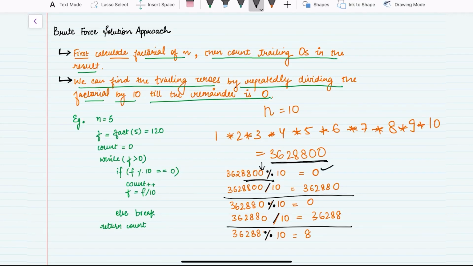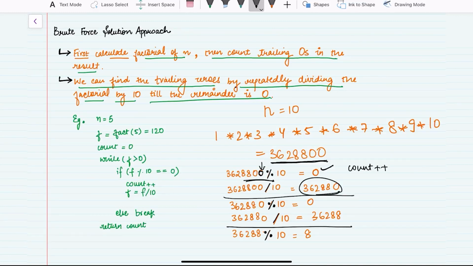Now since this is 0, we will simply increment our count. Next, we will divide the number by 10 to check the next digit. So after dividing it, we will get nothing but 362880. So that means the last digit has been removed. Now we have got this.